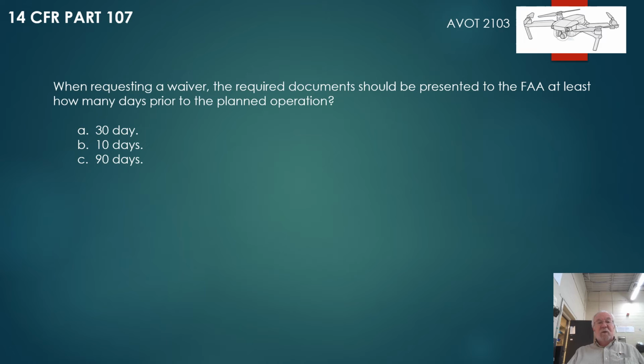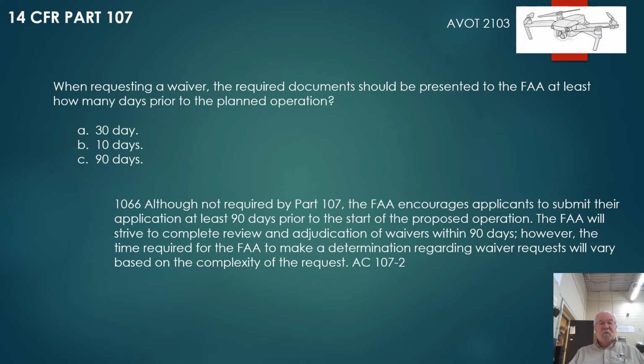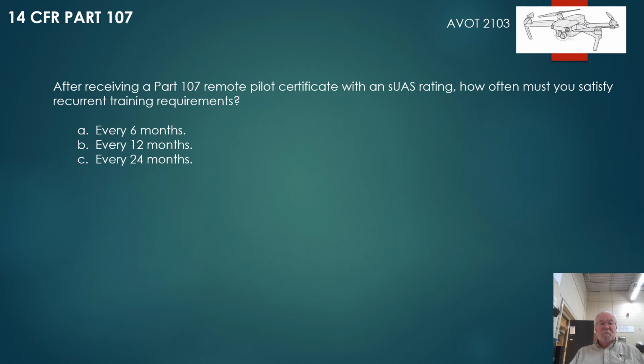All right. When requesting a waiver, the required document should be submitted to the FAA at least how many days prior to the planned operation? And we mentioned that, 90 days, of course. It could be quicker, but they need time. They have committees they have to get together and make these decisions. One person doesn't necessarily do it, although it may, depending on the simplicity of the request.